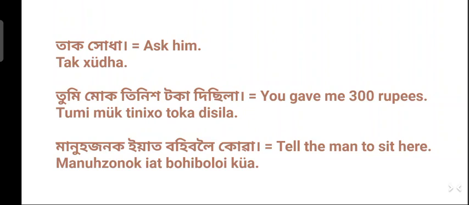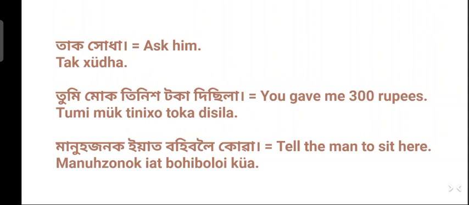Next example, manujanok yat bohiboloi kwa. Tell the man to sit here. Manujan means the man. It gets the -ok suffix. Manujanok, to the man, or tell the man. Yat bohiboloi: yat means here, bohiboloi, to sit. Kwa means tell. Manujanok yat bohiboloi kwa. Tell the man to sit here. These are examples when the -ok suffix is added.